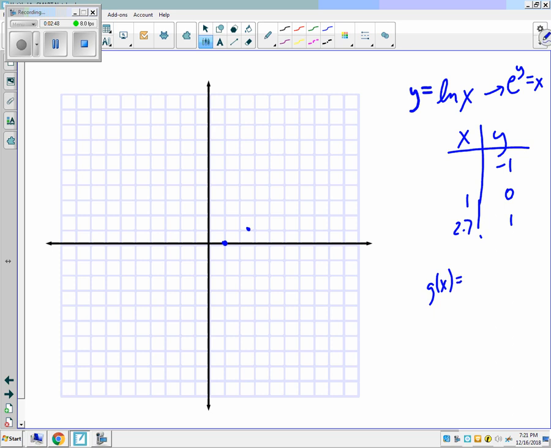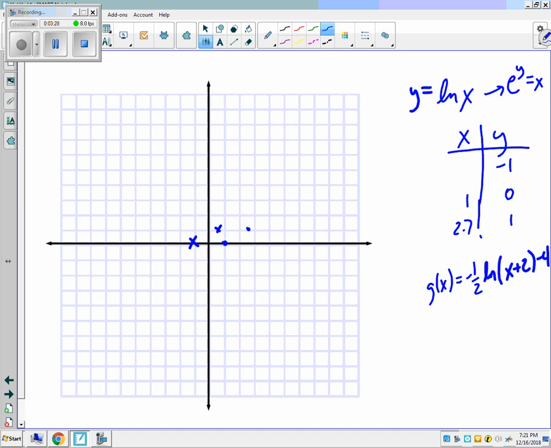it says g of x equals -1/2 of the natural log of x plus 2 minus 4. So which number do you want to work with first? Plus 2, how come? It's inside. So that plus 2 is going to move everything which way? Left 2. So it's going to be at 0.7. Yeah, -1. Yes.